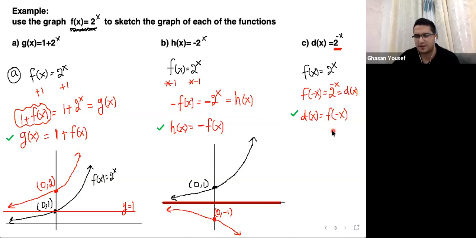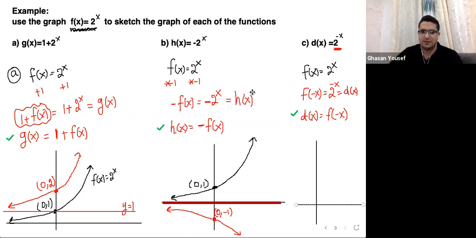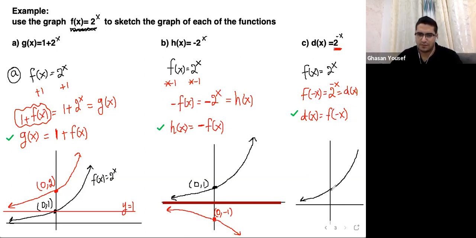So I have to reflect it around the y-axis. To graph the function d of x, I have to graph the function f of x, then reflect it around the y-axis because the minus is inside the parentheses. Same idea as before. Here is my x-axis, this is my y-axis. Here is the graph of the original function f of x. This function passes through the point 0, 1.